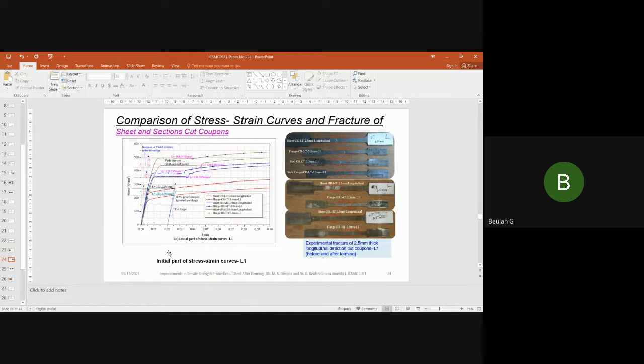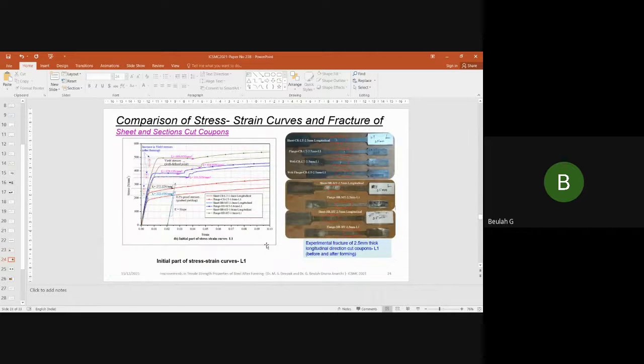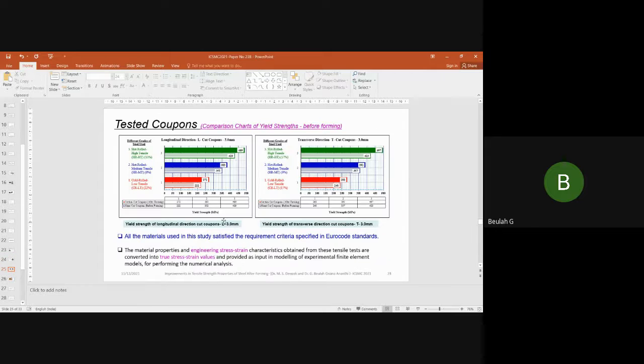So this is the entire graph for the full stress strain curve, and this is the initial part before your yield stress. You can see up to 0.1 of strain. This is shown very clearly, before forming, with the variations in the longitudinal pattern and in the transverse pattern. So this shows the mode in which it fails.